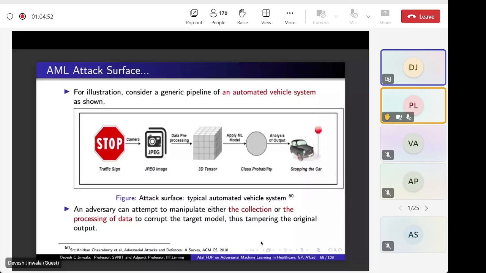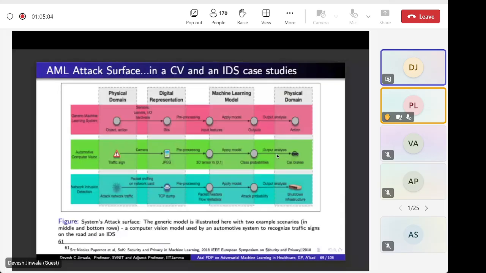But coming back to the original question, we were trying to talk about attack surface. What do we mean by attack surface? For my ML application, what are the probable points on which an adversary can carry out the attack? This is a beautiful diagram which talks about the attack surface and compares it for different applications. One is network intrusion detection, which is machine learning based. The other is automotive computer vision, which is obviously machine learning based. And the third is shown as a generic machine learning system.